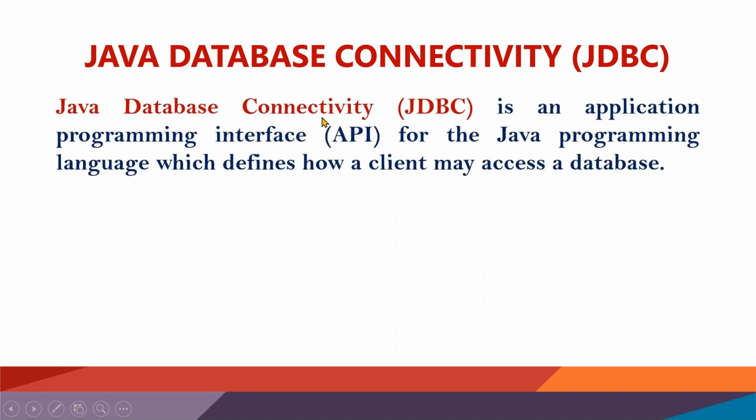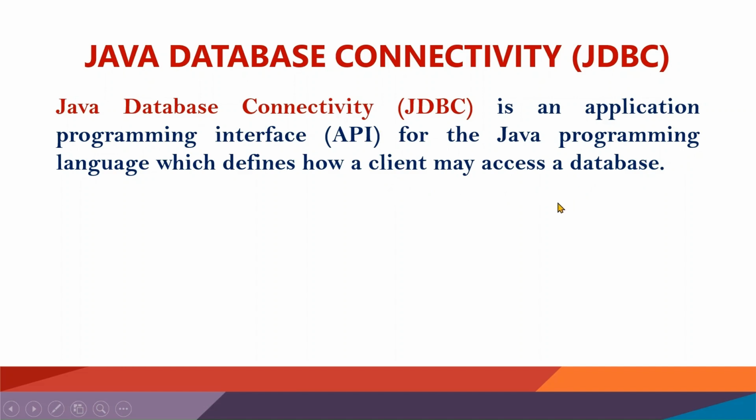So Java database connectivity is an application programming interface, that is API, for the Java programming language, which defines how a client may access a database. I want to connect to a database for inserting some records, for updating some records, for deleting, for selecting some records. So I require a programming language. So here Java is a programming language, and in order to connect through Java to a database, we have an API called JDBC, Java Database Connectivity API.